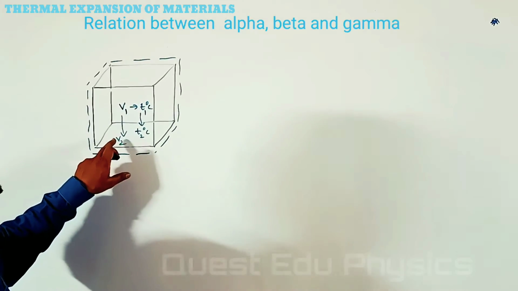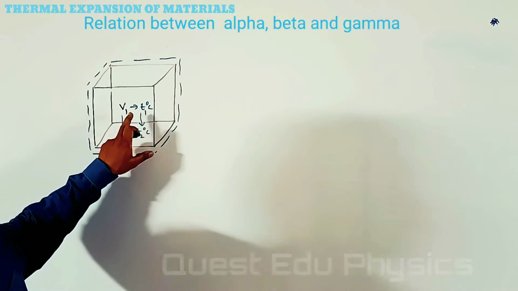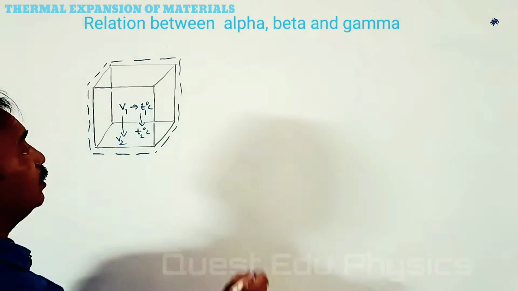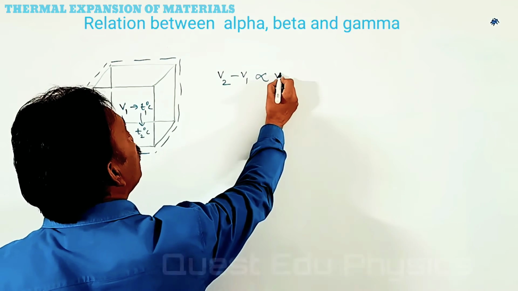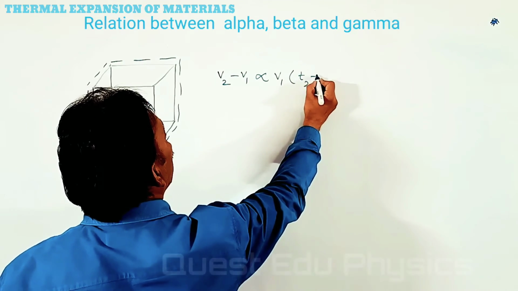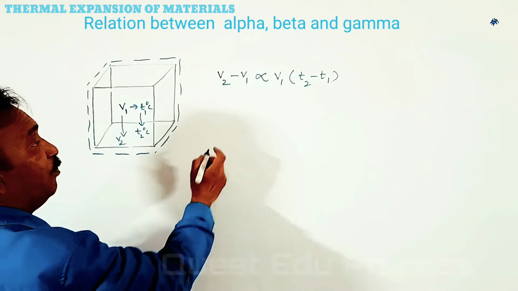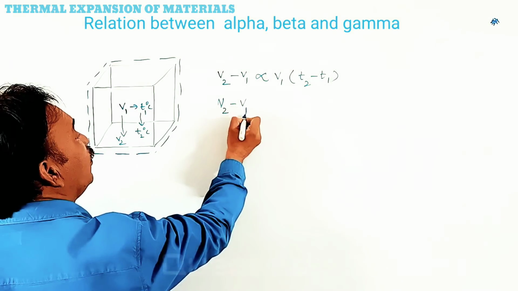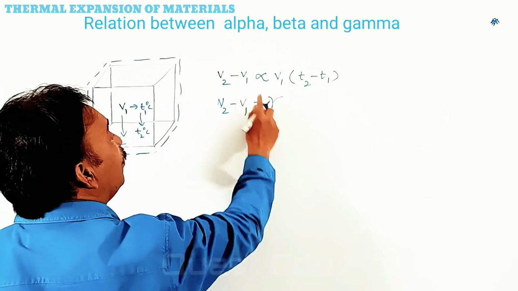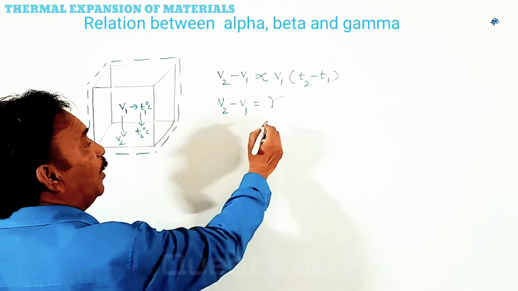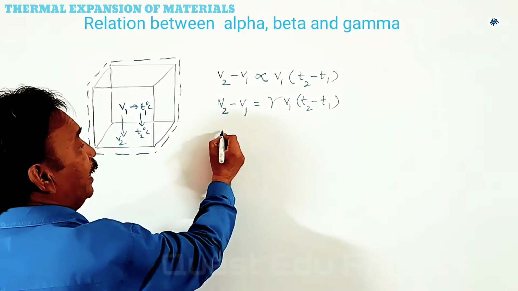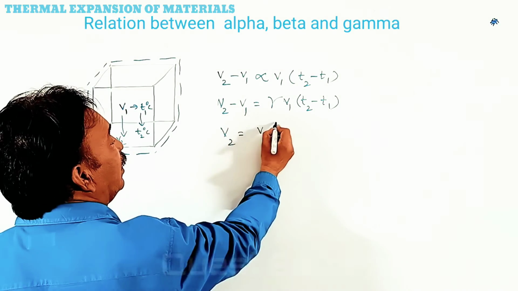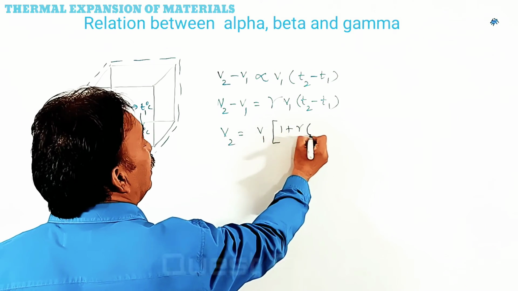Okay, students. Here, the change in volume is directly proportional to the initial value as well as the temperature difference. Then we can write it as V2 minus V1 is proportional to V1 of T2 minus T1, students. Okay, students. Or it can be written as V2 minus V1 is equal to gamma V1 into T2 minus T1, taking the proportionality constant as gamma. Or it can be written as V2 is equal to V1 of 1 plus gamma into T2 minus T1.